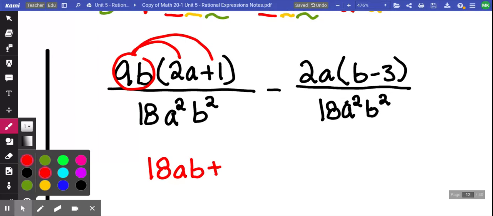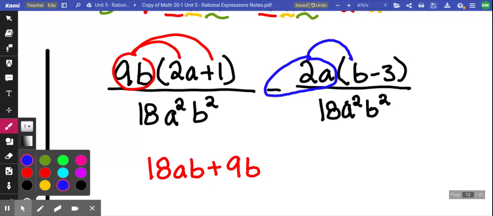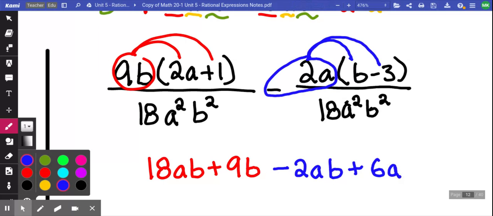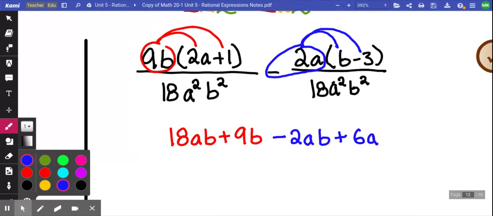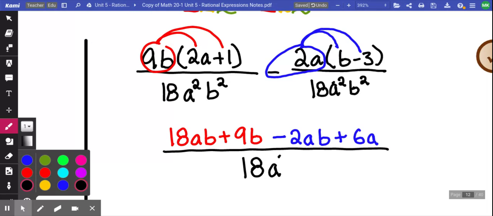It's going to become 18ab plus 9b. It's the next expansion that's going to be different. I'm not multiplying 2a in. I'm multiplying negative 2a in. So make sure that negative goes into the brackets, and it becomes negative 2ab and then positive 6a. So always make sure when you're subtracting fractions that you multiply the negative to everything on the top. The denominator gets rewritten as just one denominator.